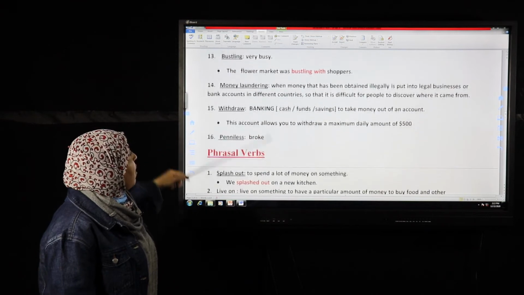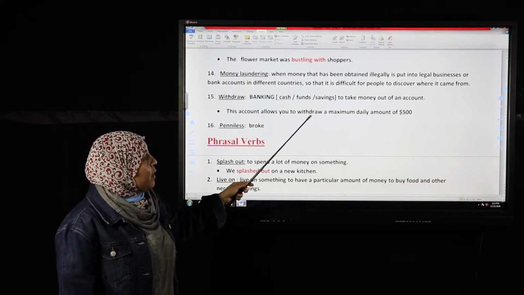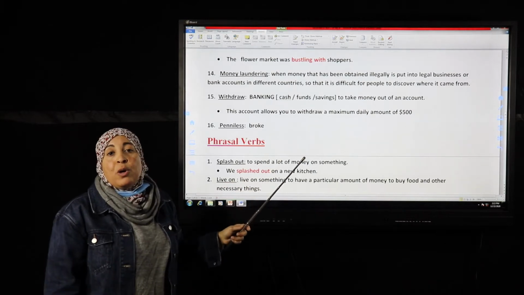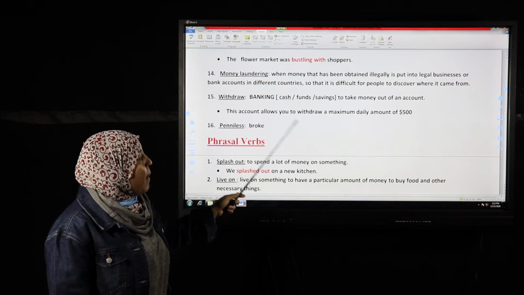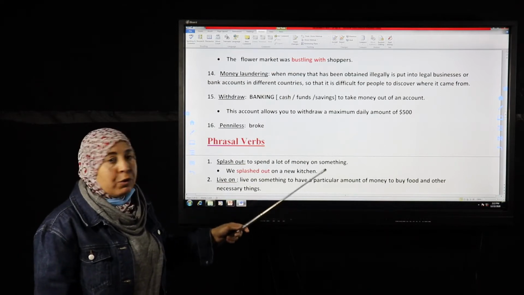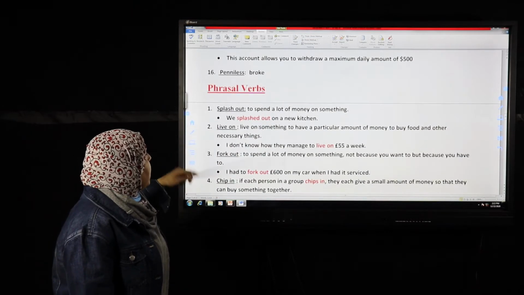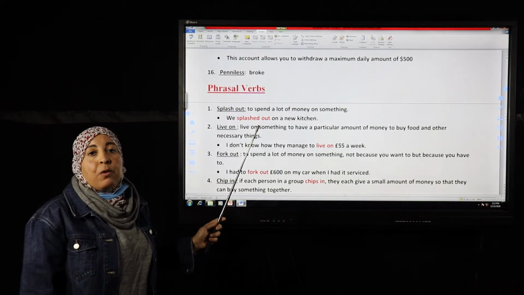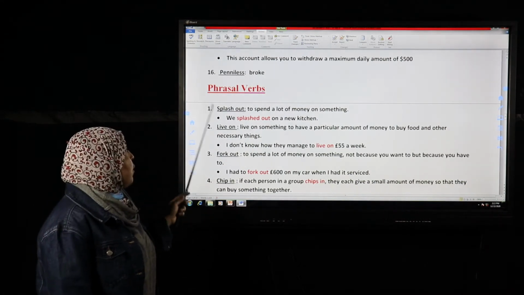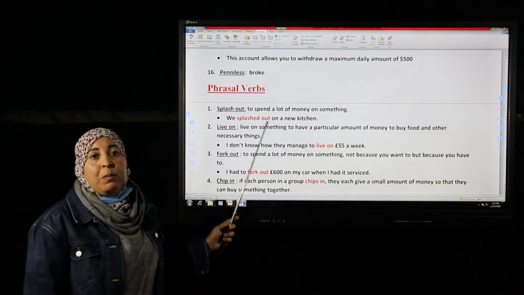Number 15, withdraw. Especially in banking, to withdraw cash, funds, savings, to take money out of your account. This is called withdraw. This account allows you to withdraw a maximum daily amount of 500 euros or sterling. Penniless, to be broke. Number two here in our lesson, talking about the phrasal verbs. What are these phrasal verbs? The first one, splash out. What do you mean by splash out?